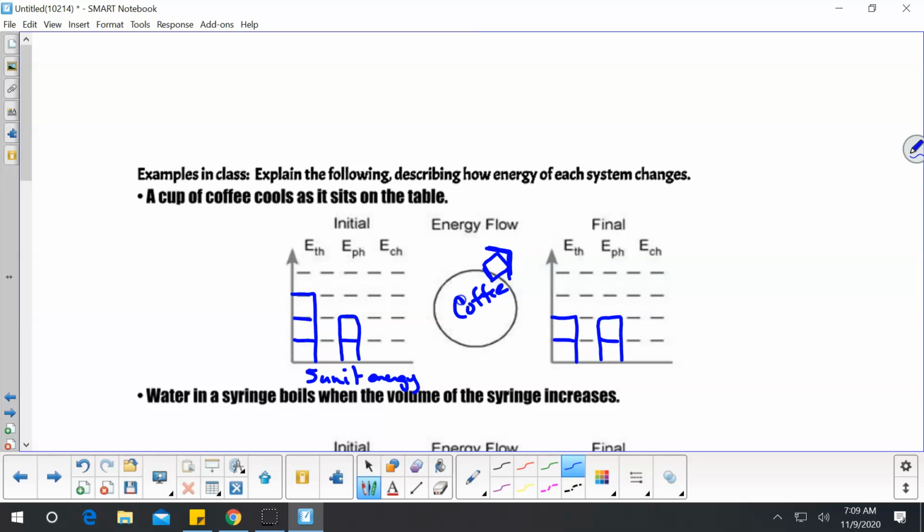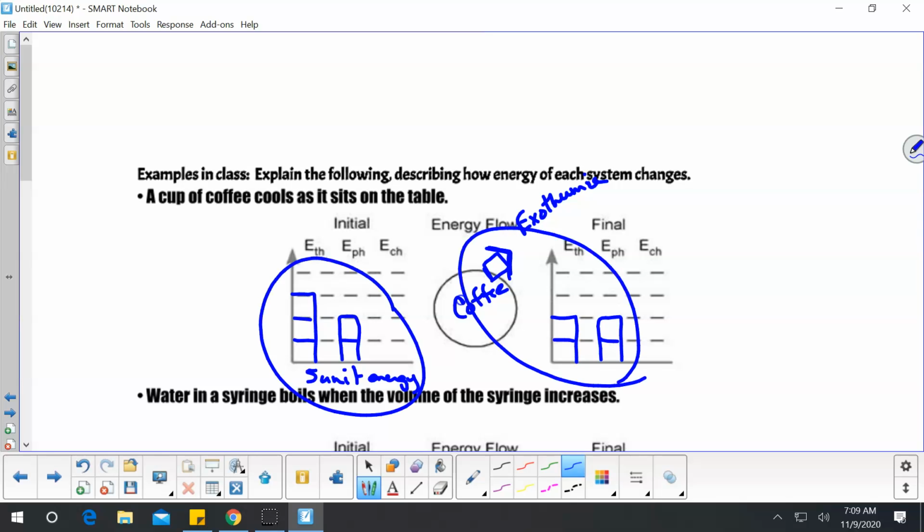Didn't this go to the surroundings when the coffee cooled? It went into the air around it. So this is an exothermic process. And if you look, I have 5 units here, and now I have 5 units here. So I do have conservation of energy there.